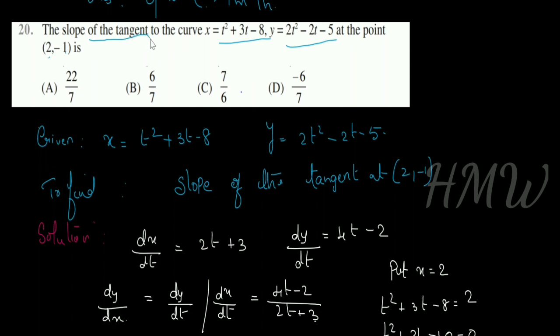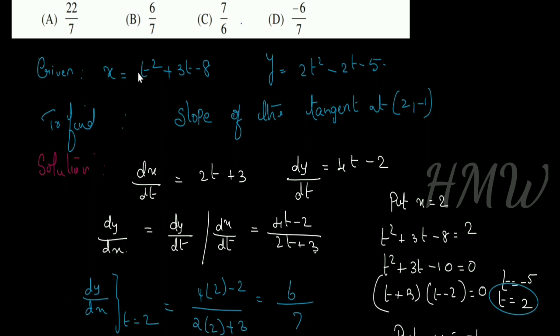So we have to find the slope. Slope of the tangent means we have to find dy by dx. So first we have to find dx by dt because x is in terms of t. Then you have to find dy by dt. So let us find dx by dt. t square differentiation is 2t, 3t is 3. dy by dt, 2t square is 4t minus 2. Now dy by dx is equal to dy by dt by dx by dt.